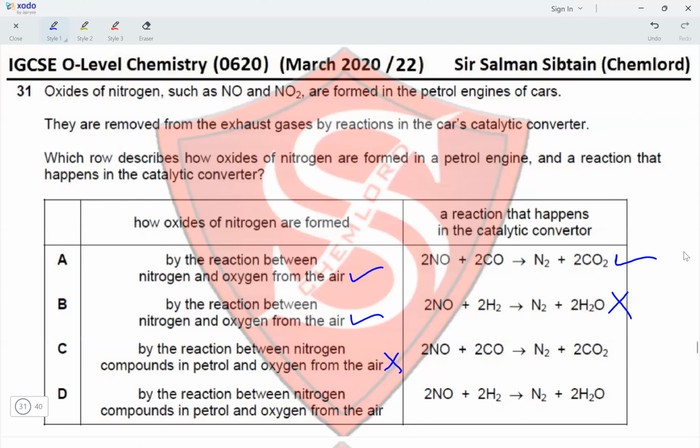And 2NO plus 2CO gives N2 plus 2CO2. This reaction does take place in the catalytic converter. And by the reaction between nitrogen compounds in petrol and oxygen from air: no nitrogen compounds are formed in petrol. And the reaction is 2NO plus 2H2. No reaction involving hydrogen takes place in the catalytic converter. Since the correct row is A, this makes option A the correct option for this question.